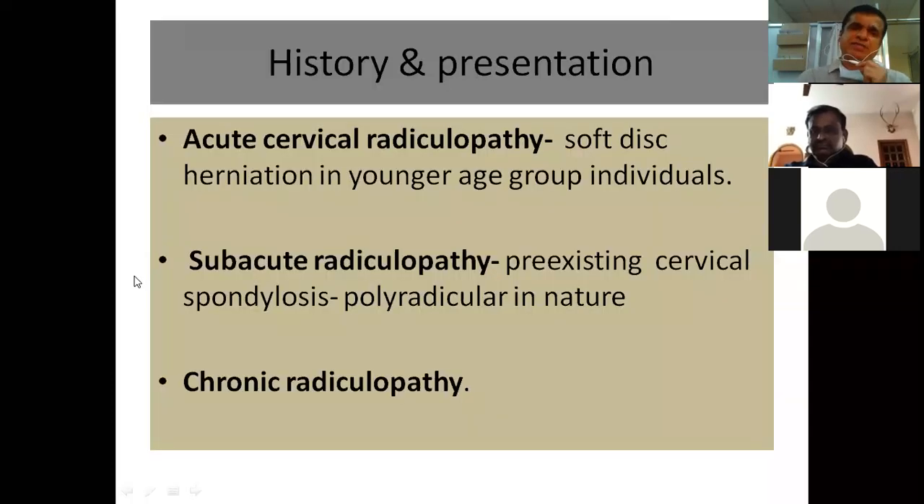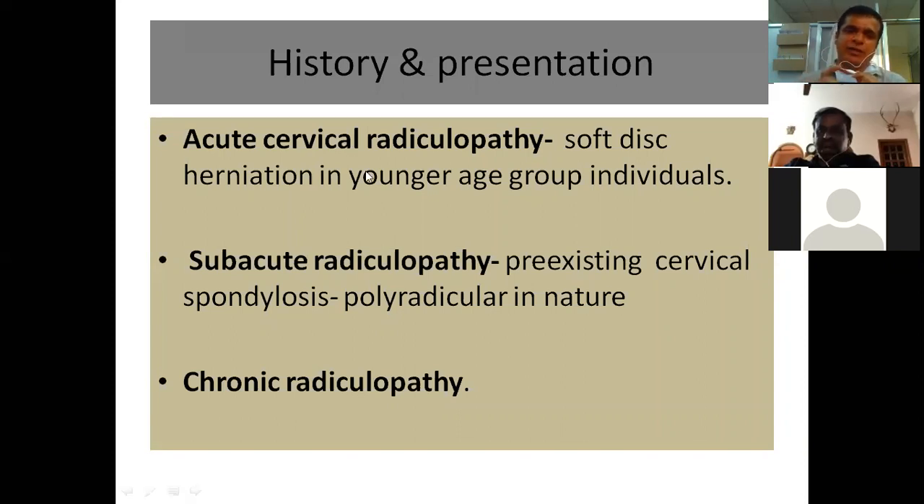So coming to the history and presentation, there can be three kinds of presentation in cervical pain or cervical radiculopathy. One is acute cervical radiculopathy, wherein there is a soft disc herniation occurring in younger age group individuals. In these individuals, there will not be any bony changes, there will not be any spondylotic changes. Patient will have acute neck pain associated with radicular pain. It is called acute cervical radiculopathy. Patient will not have any previous history of chronic neck pain. Patient will present with acute neck pain with sharp shooting radiating pain. It occurs mainly in the younger individuals.